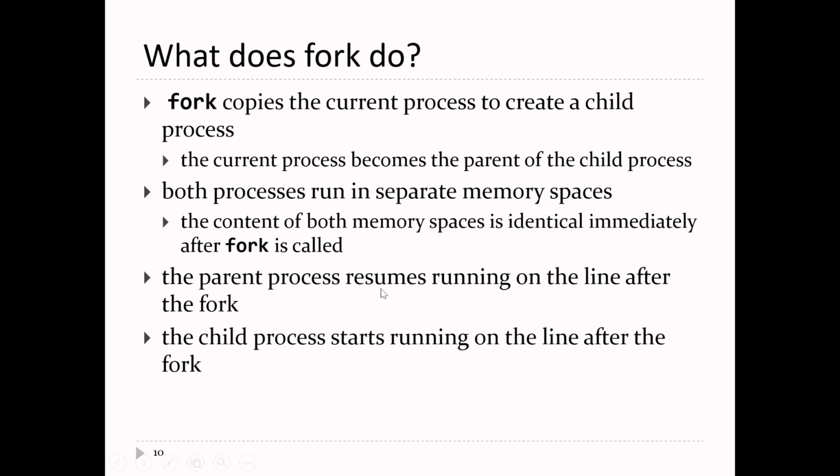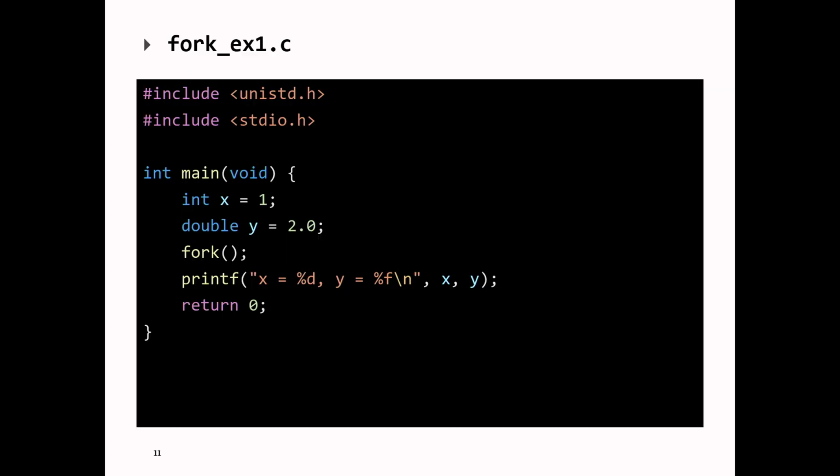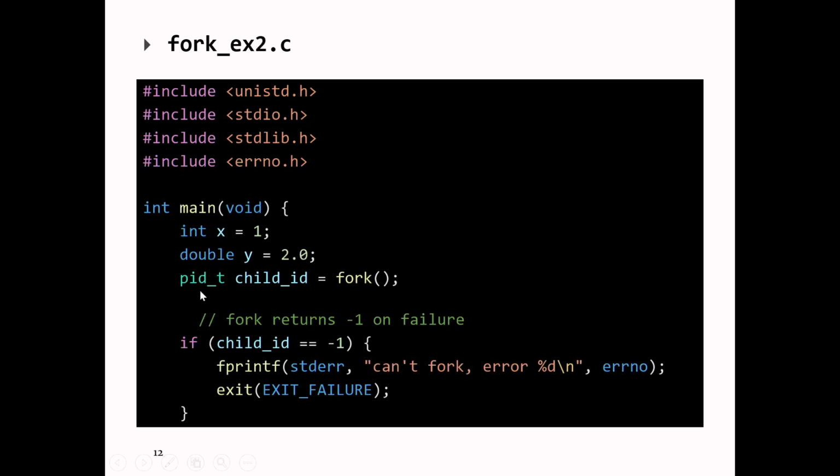The parent process resumes running on the line after the fork, and the child process starts running on the line after the fork. Right? So after the fork call, both processes are now running, maybe in parallel, but they're both running now. So there's a little example program here where we have x and y. If you fork to create a child process, then both processes print out the values of x and y. Right? And then there was this next example here.